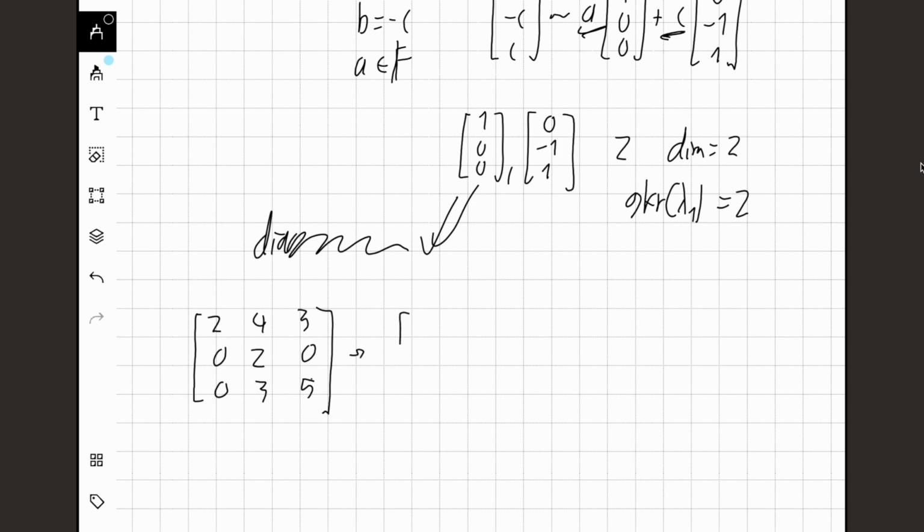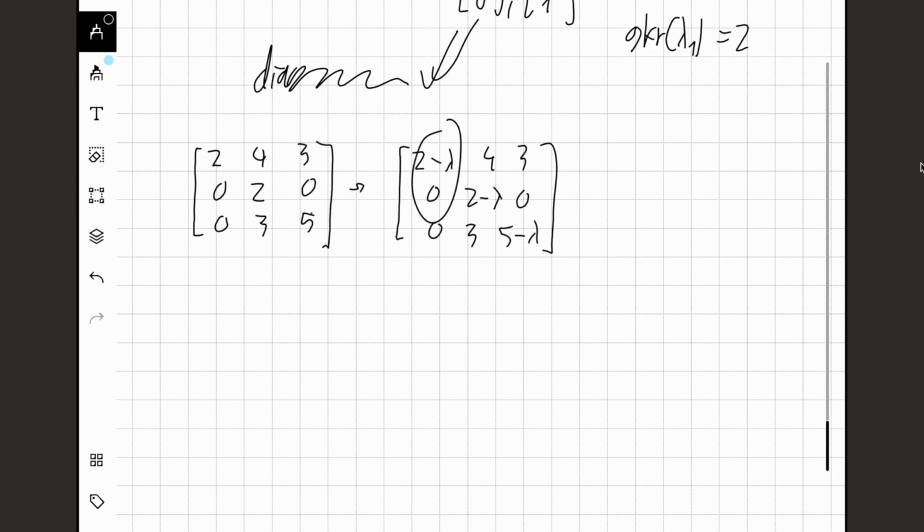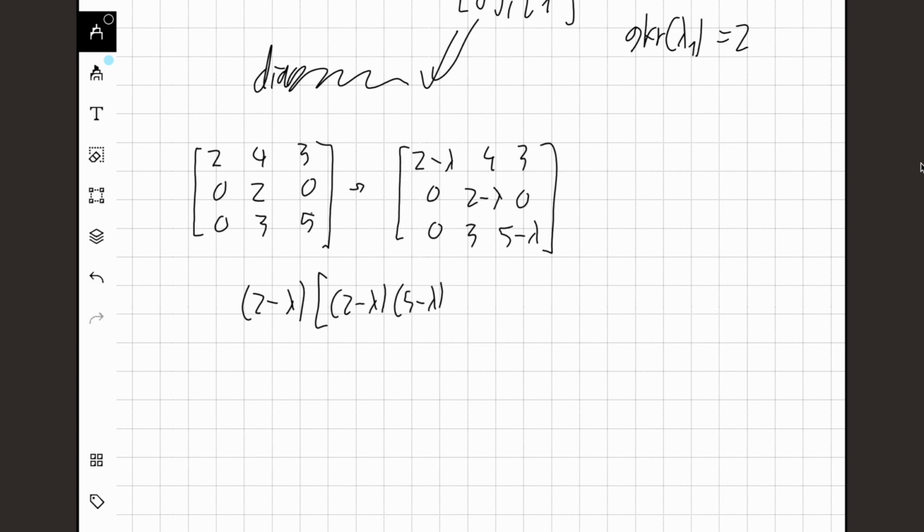First of all, you already know the drill. Let's find the eigenvalues of this matrix. 2 minus lambda, 4, 3, 0, 2 minus lambda, 0, 0, 3, 5 minus lambda. We subtract lambda from the diagonal, then we find the determinant of this matrix. Again, we're going to expand along this line because it has a bunch of zeros. Our characteristic polynomial would be 2 minus lambda times the determinant of this over here, which is again 2 minus lambda times 5 minus lambda, and that equals 0.